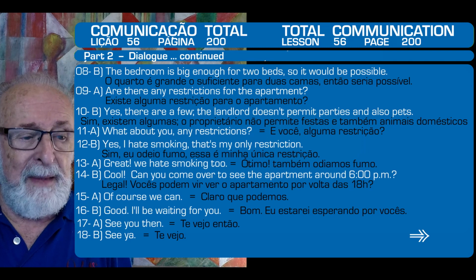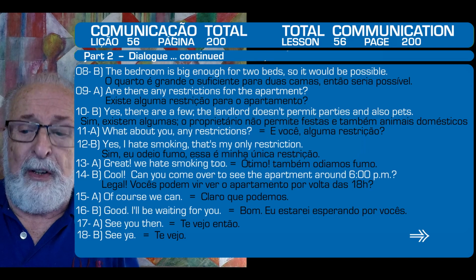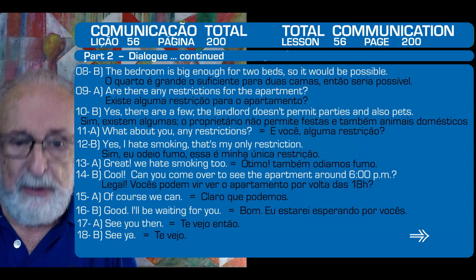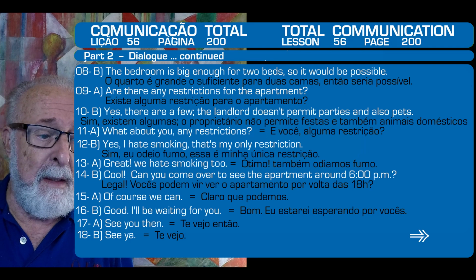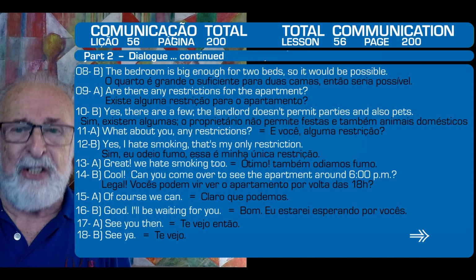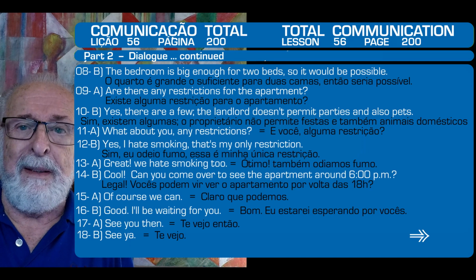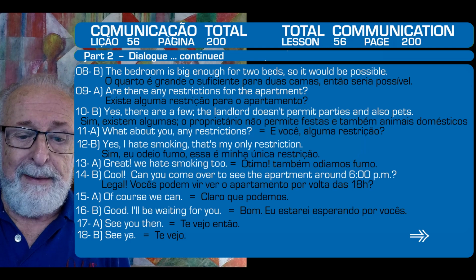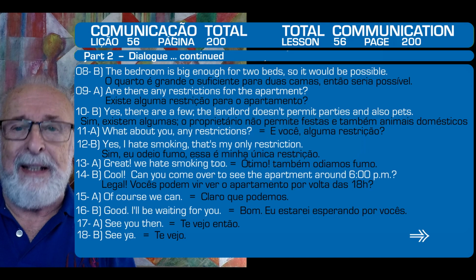In line 11, the guy asks, what about you? Any restrictions? E quanto a você, alguma restrição? Porque o cara está no apartamento, ele pode ter alguma restrição. What about you? Any restrictions? Ele fala, yes, I hate smoking. That's my only restriction. Sim, eu odeio fumo. Essa é a minha única restrição. I hate smoking. Eu odeio fumo, detesto fumo. That's my only restriction. The guy doesn't want anybody smoking in the apartment.